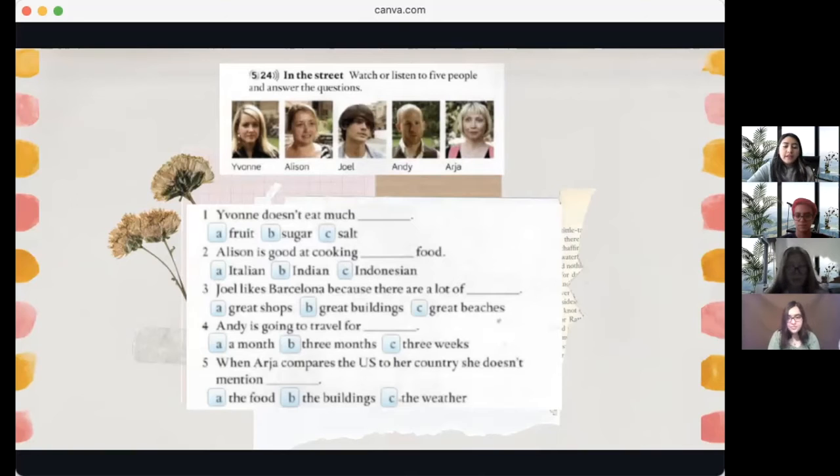Okay. And the third, please. Maybe Mariana, please. Yes. Joe likes Barcelona because there are a lot of great buildings, I think. Great. And number 4, please, Fer. Yes. Andy is going to travel for 3 weeks, I think.